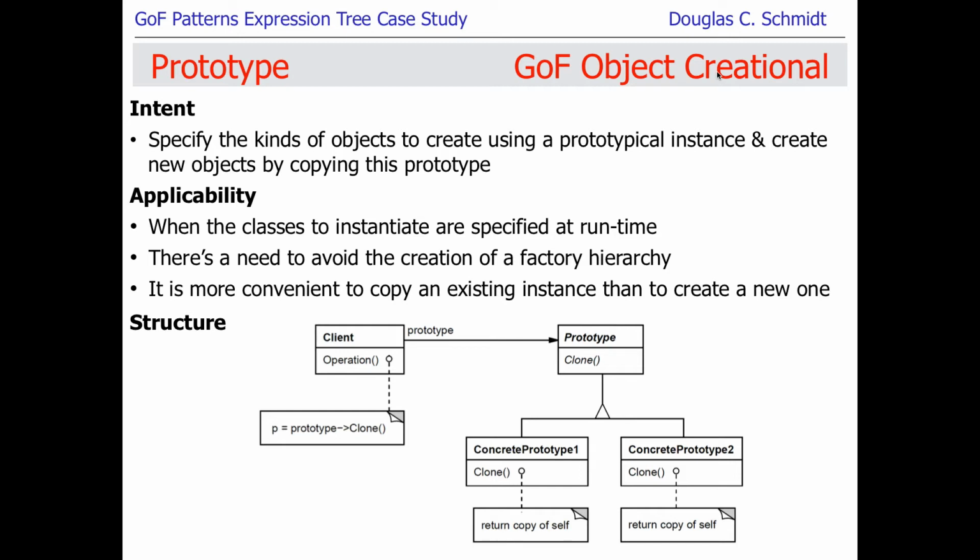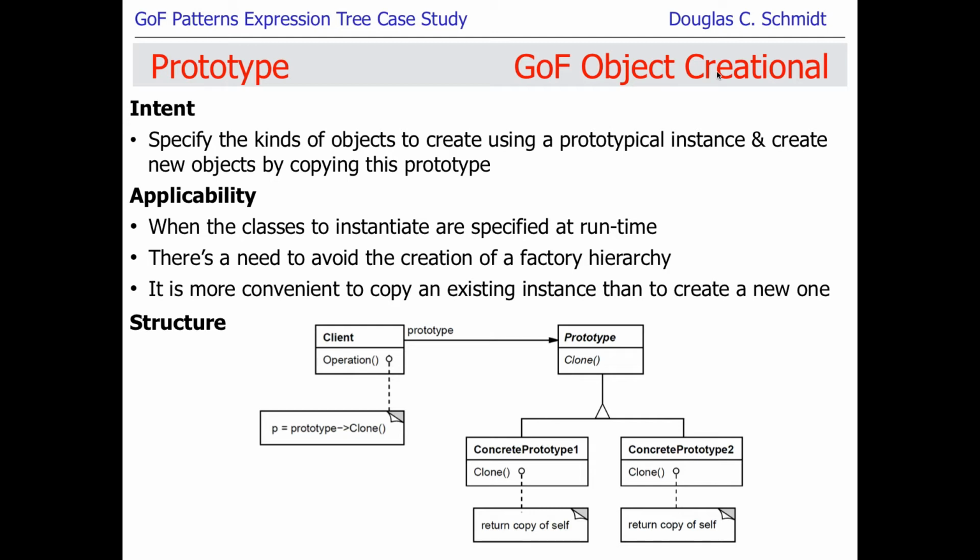So when the classes you need to instantiate are specified at runtime, when you don't want to have a factory hierarchy, and if you want to take something that already exists and make a copy of it rather than make a new one. One of the other things you have to remember when you use prototype is you have to have at least one of something in order to start the whole thing rolling. If you don't have one of something, it's tough. So there typically are factories that are used to create the prototypes.